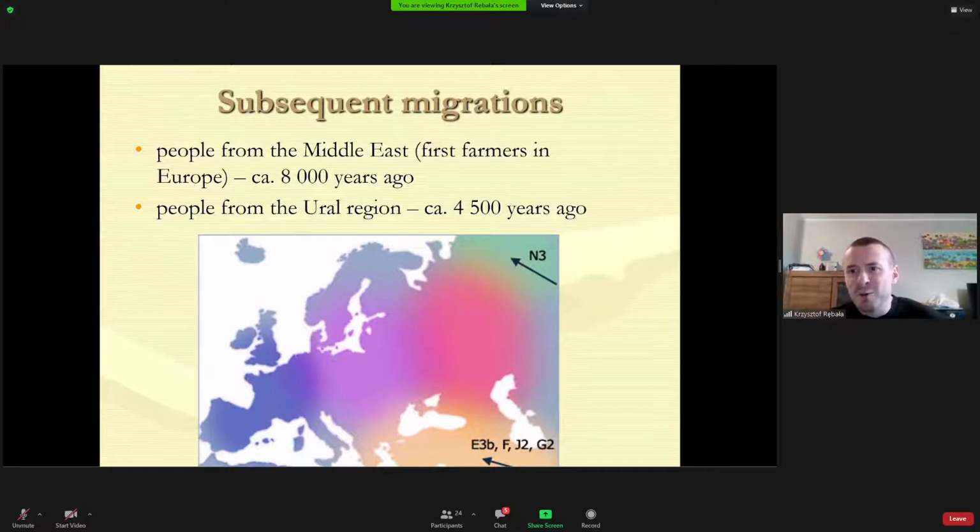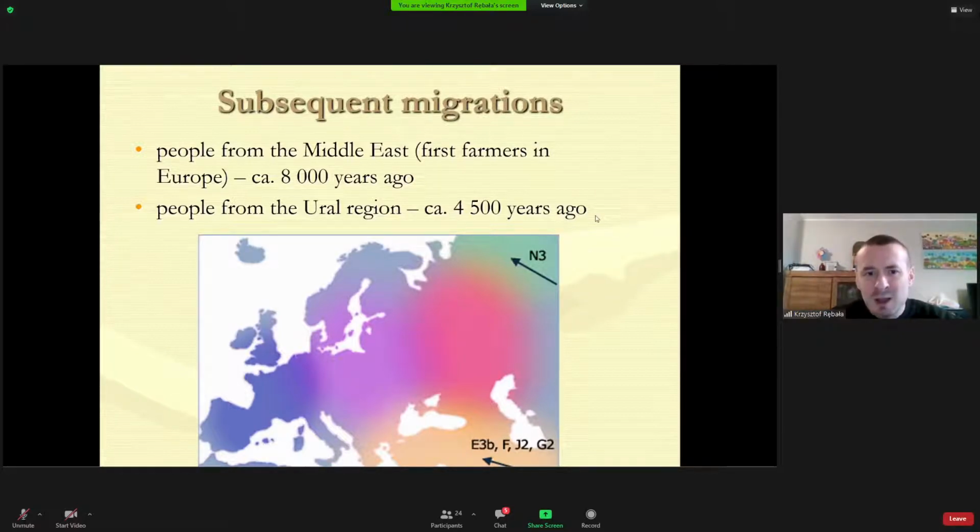Actually, I checked my Y chromosomal haplogroup, and it is this Middle Eastern haplogroup. So actually my paternal grandfather was a farmer. My father was the first one who stopped this tradition. So I can guess that maybe it was like this, that since the arrival of the first farmers in Europe, my ancestors were farmers until my grandfather.